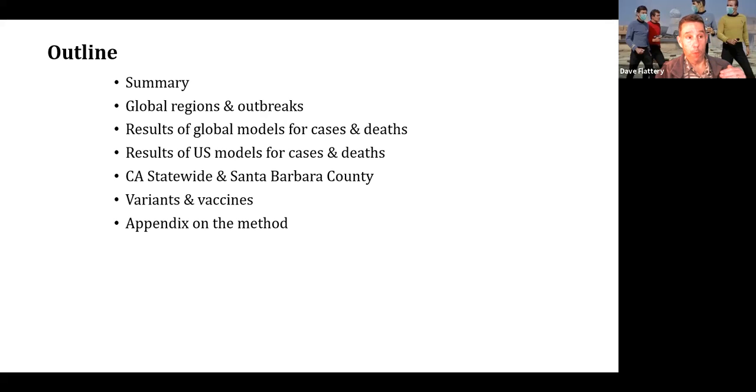So I'll go through the global regions and outbreaks like I usually do, the countries, some data on cases and deaths, which is interesting and is looking very different in terms of the relationship between cases and deaths for Omicron. U.S. state models for cases and deaths. For California, I just have a statewide model and then one for Santa Barbara, and some updates on those. Updates on variants, a couple different versions of Omicron, and vaccine updates. Similar kinds of topics as usual.